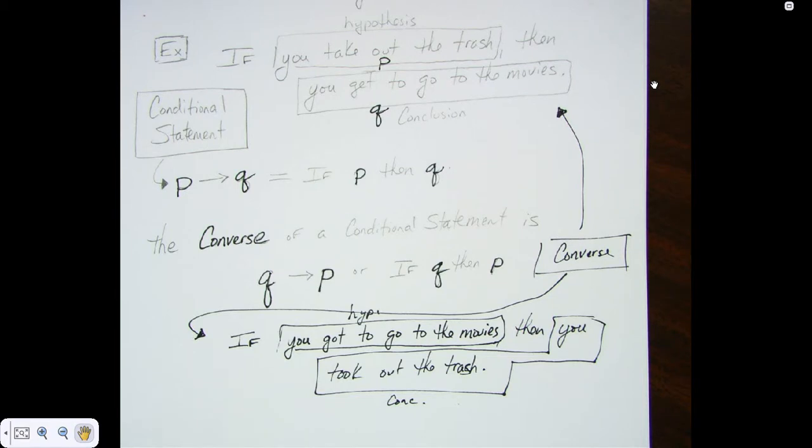And let's get our worksheets out and let's look at number 6.